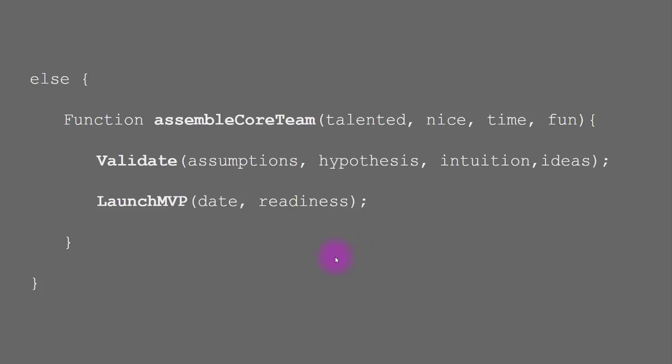If you don't have yet a core solid value proposition, then you have to be responsible with that. What does it mean to have a good one? Well, the program is about that, so you will find out. But then you basically assemble a core team of talented people. These are the arguments of the function: talented, nice. They have time as well, because you need to have people that have time, and it has to be fun.